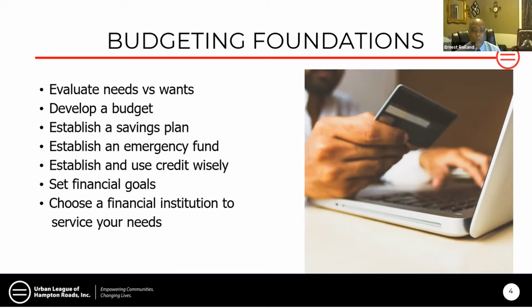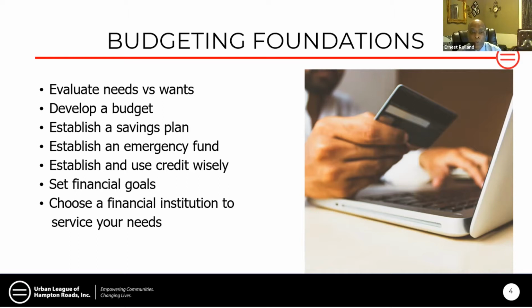So here are some budgeting foundations. You want to evaluate your needs versus your wants. You want to develop a budget. You want to establish a savings plan. You want to establish an emergency fund, because it's not a matter of if something is going to happen, it's just a matter of when. So you want to be prepared for that. Establish and use credit wisely so that you don't get yourself in a situation where you're in too much debt. You want to set some financial goals.